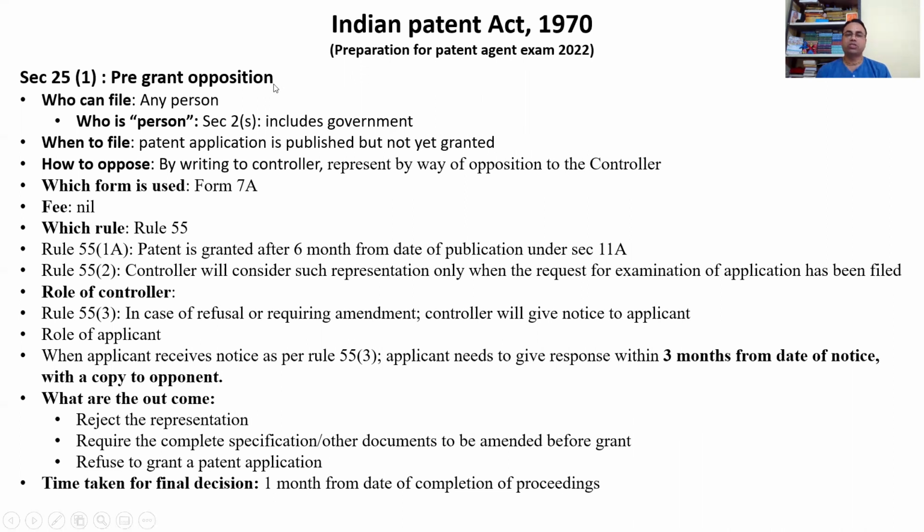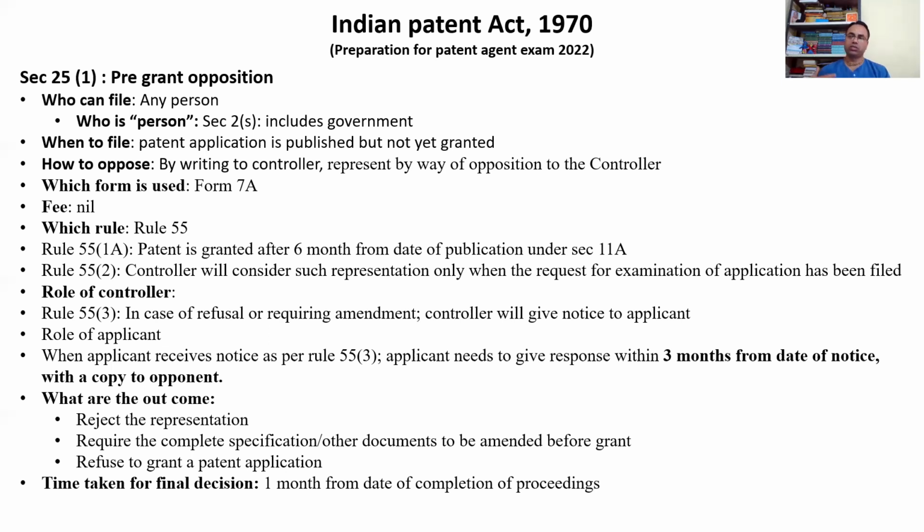So pre-grant opposition, what does it mean? Pre-grant opposition means that the application is published but not yet granted. Therefore, when you see the abstract and understand something, you can also ask for inspection. There is a provision that you can ask for the inspection.